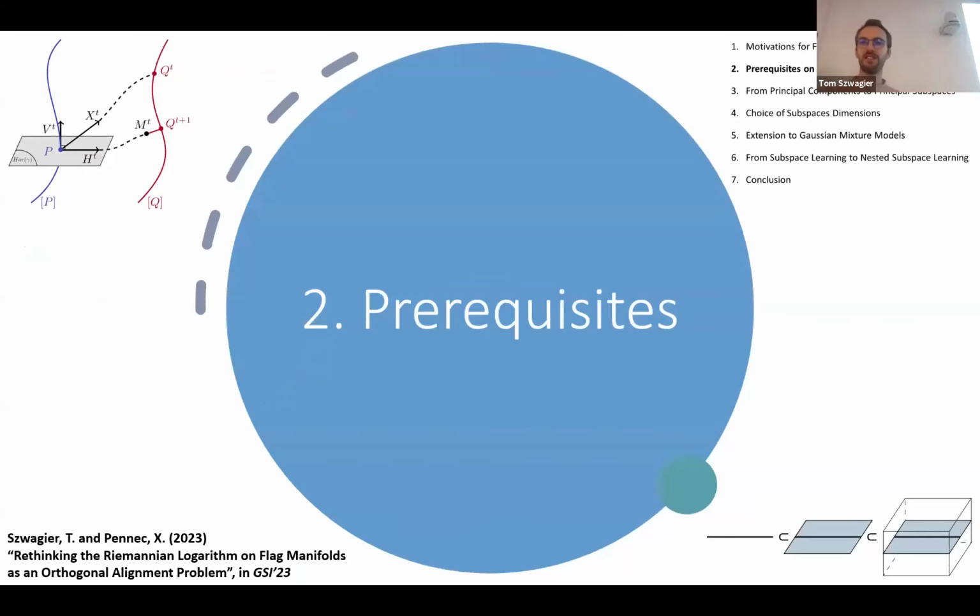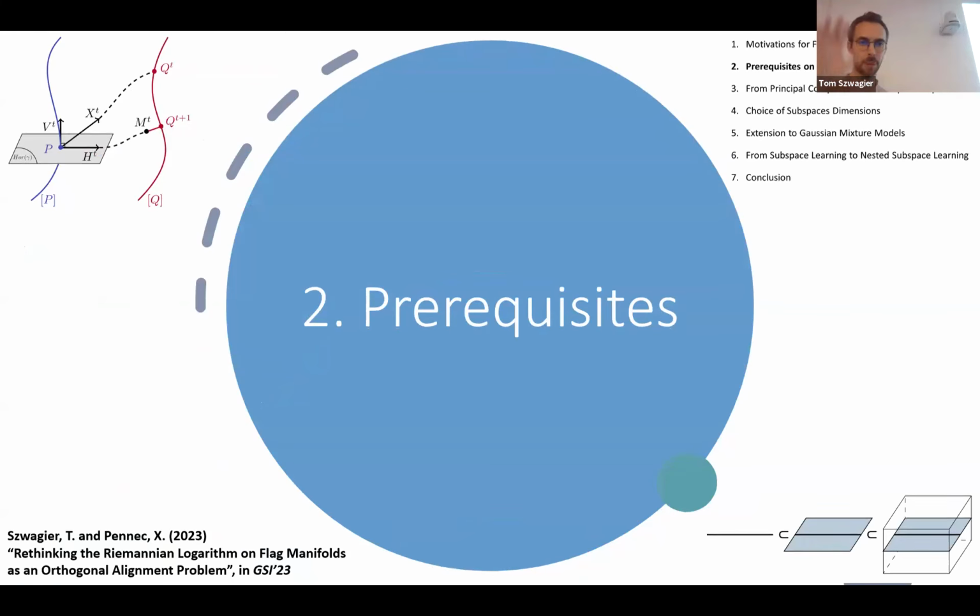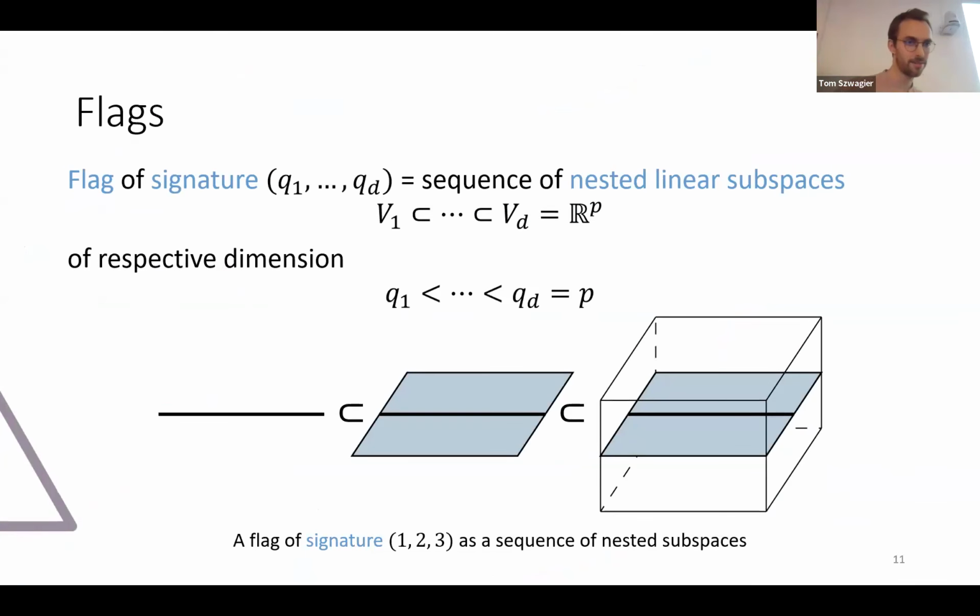Okay, so let us start with a little bit of prerequisite on flag manifolds. A flag is a sequence of nested linear subspaces of increasing dimension. The sequence of dimensions of the flag is called the signature of the flag. So here we have a flag of signature 1, 2, 3. It's a 1D subspace included in a 2D subspace included in a 3D space.